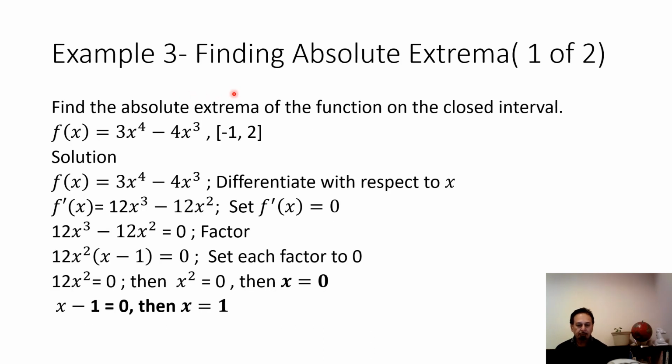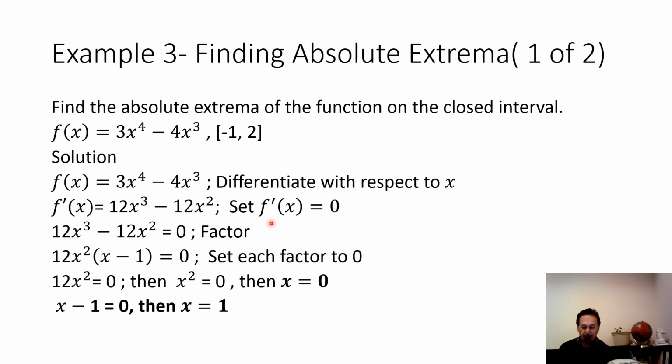So let's do example 3. We're going to find the absolute extrema. We have a function f of x equals 3x to the 4 minus 4x cubed, and the interval is negative 1 to 2. So let's write down f of x equals 3x^4 minus 4x^3. Now we differentiate with respect to x. So f of x becomes f prime of x. 3 times 4 is 12, and subtracting 1 from 4, you get 12x cubed. Similarly, multiply 4 times 3, and subtract 1 from 3, it becomes x squared. So the first derivative is 12x cubed minus 12x squared.